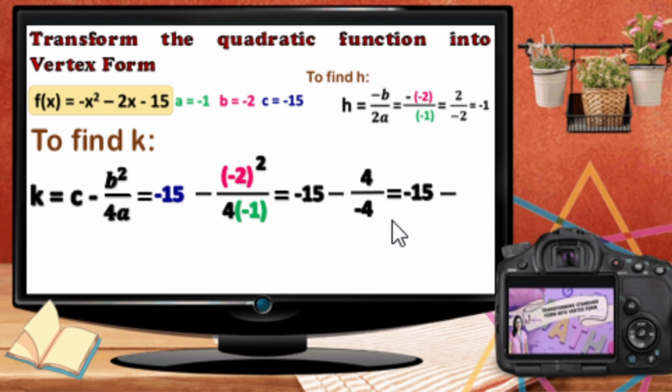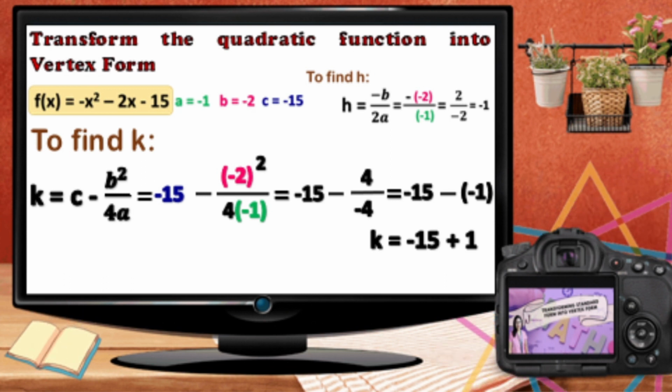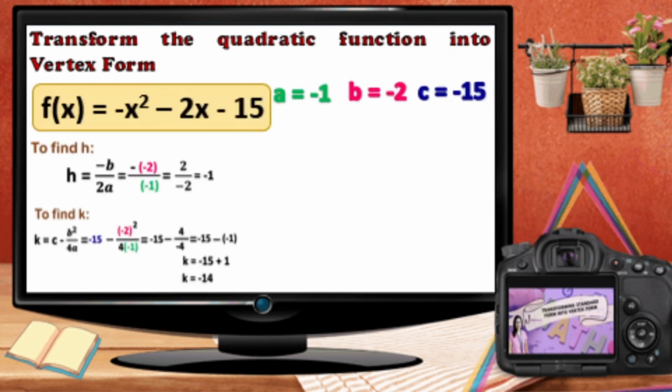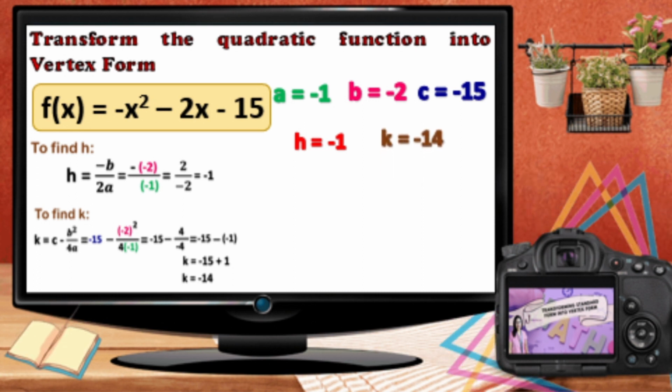Then, negative 15, kinopya ulit dito, minus 4 divided by negative 4 is negative 1. Simplifying it further, we will have negative 15 plus 1. Bakit plus 1? Negative times negative 1. So therefore, the value of k is negative 14. We obtain the value of h, which is negative 1, and value of k, which is negative 14.